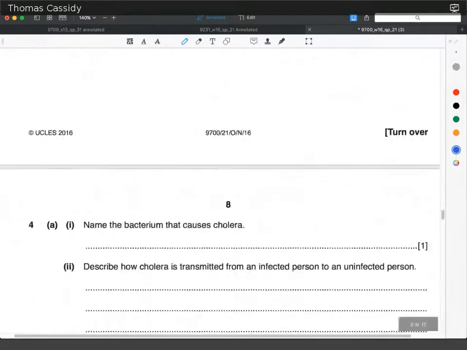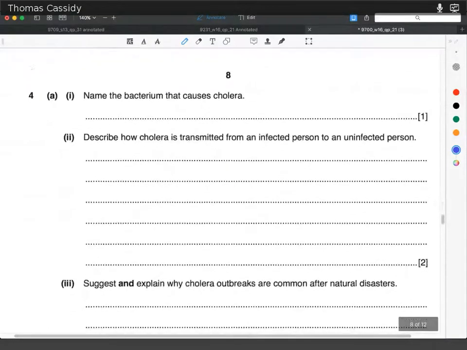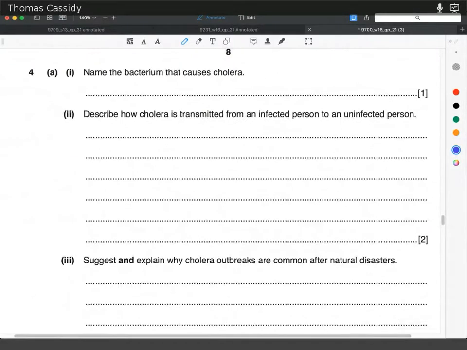Cool. Question 4. This was my least favourite question in the paper. Yes, my personal opinion. We're talking about cholera. Lovely stuff. Name the bacterium that causes cholera. There's not really much to say, just knowing the Latin name for it. I've always struggled learning Latin names. I'm not really sure what to say other than try and commit them to memory, to be honest. But it's only 1 mark, so we're not losing big points here for not remembering that.